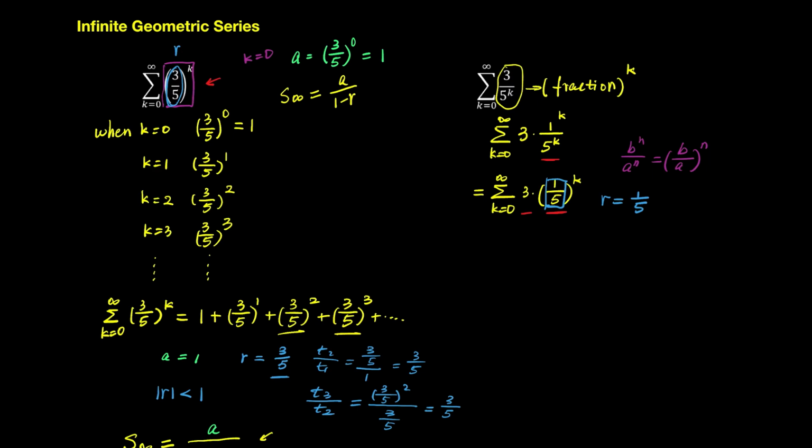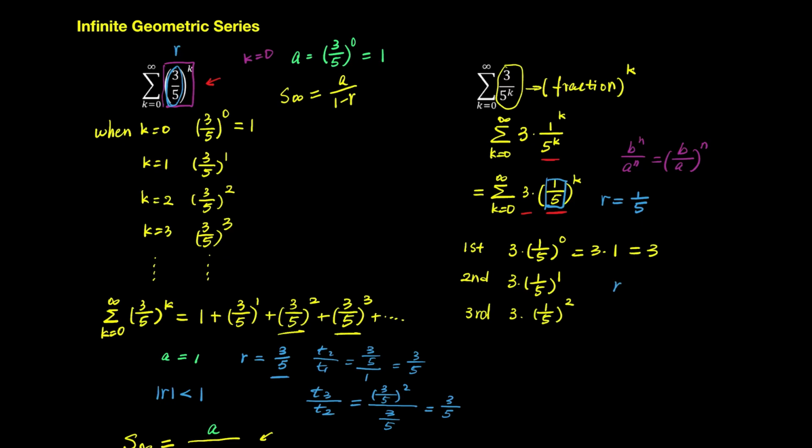For example, let's write out the first 3 terms. So the first term is when k equals 0, we have 3 times 1 over 5 to the power of 0, which is 3 times 1 equals 3. So this is the first term. And the second term is 3 times 1 over 5 to the power of 1. And the third term is 3 times 1 over 5 to the power of 2.